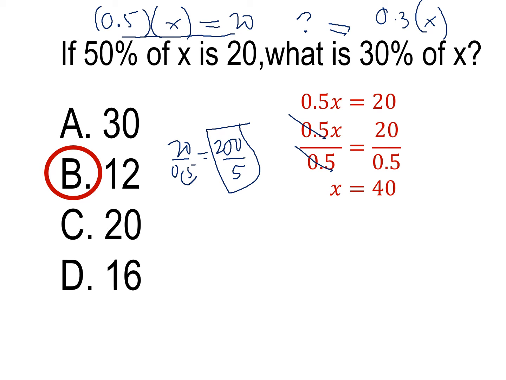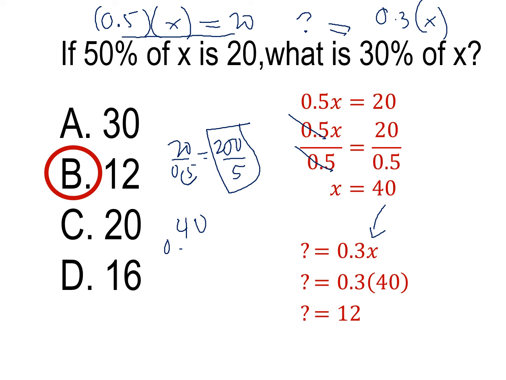So, ngayon, meron na tayong 40. Oh, ano ang 30% ng x? Eh, ang x, 40 na eh. So, 0.3 times 40 will give us 12. So, the answer is 12. Okay? By the way, 40 times 0.3, 0, 12, isang decimal place yan. You move one decimal place, so 12 lang ang sagot natin. Alright?